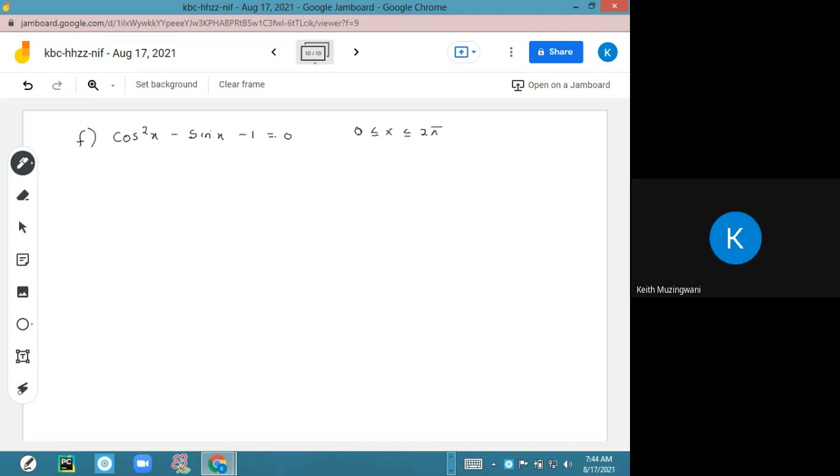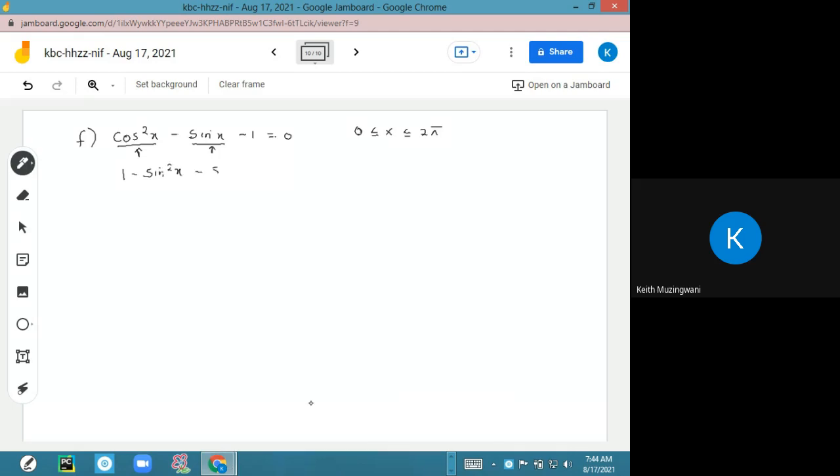So now we know our solution will be in radians. Whenever you have a combination of sine and cos squared, or cos and sine squared, you go to the squared one and change it to the non-squared one using the most important identity. So cos squared is going to be 1 minus sine squared.